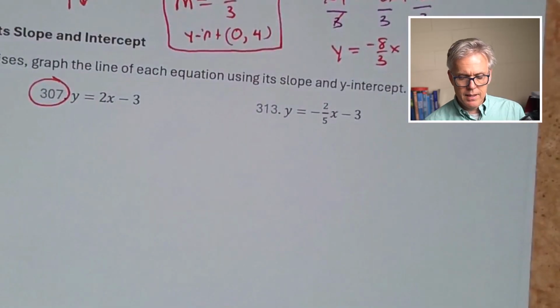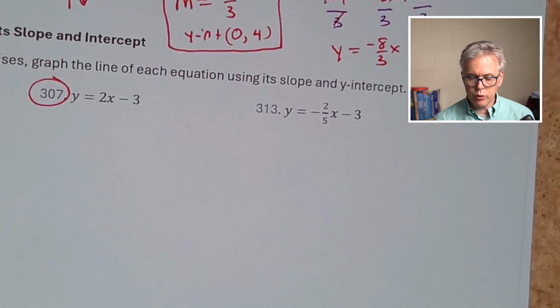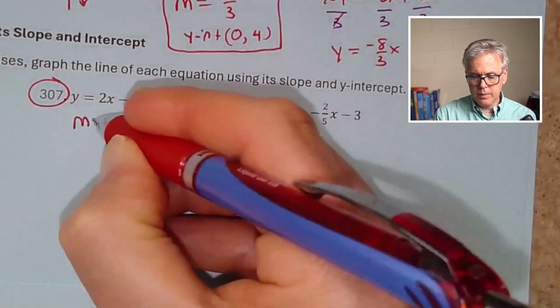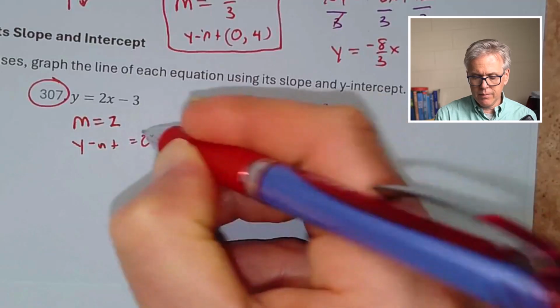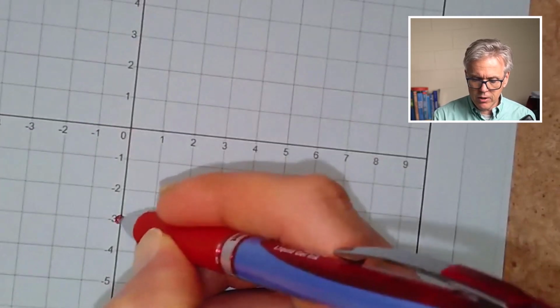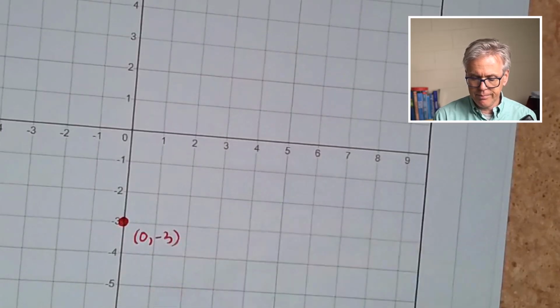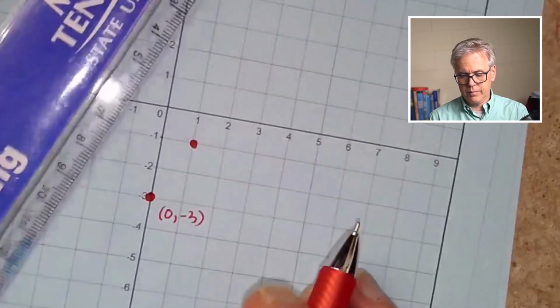And then this last one here, graph the line of each equation using its slope and y-intercept. So y equals 2x minus 3. I will go ahead and identify. We have m equals 2, y-intercept of (0, -3). So I printed off another little grid here for us. So if the y-intercept is at -3, that's where I start. So start by plotting that y-intercept. I might even label it (0, -3). And then the slope is a +2. So that means I'm going to go up 2 over 1 for my second point. And then I draw my line.